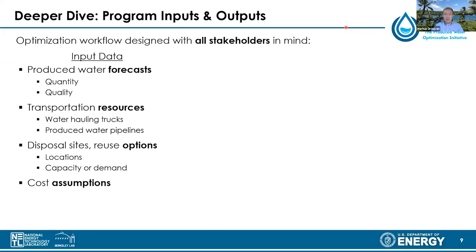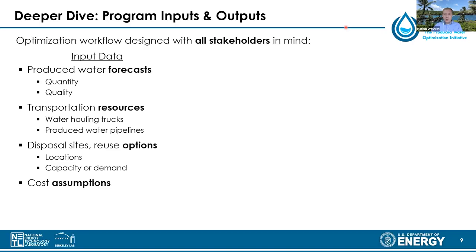It's just moving it from place A to place B. And some organizations rely on fleets of water hauling trucks. Others have extensive pipelines in the ground. So that's information we have to provide the program with. We need to provide locational information on disposal sites and reuse opportunities and capacity and demand forecasts, as well as whatever cost assumptions we're operating with. So there's a lot of information that goes into it on the front end.